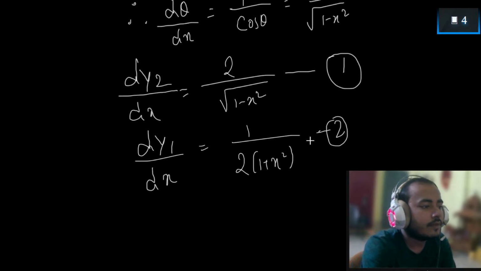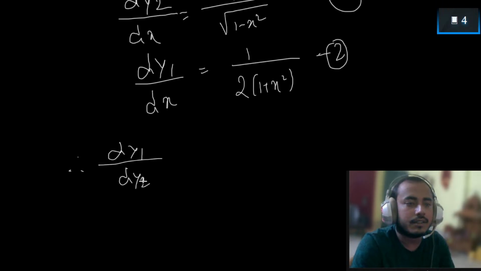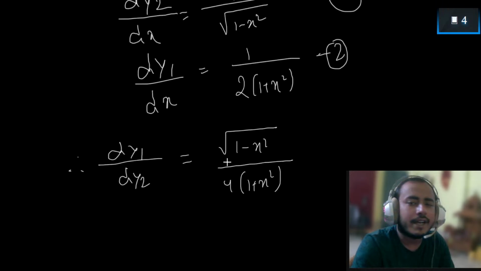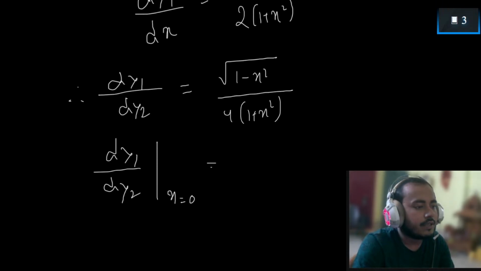Okay. So therefore, dy1 by dy2 is what the question asked us, and this should be equal to, I think, root over 1 minus x square divided by 4 into 1 plus x square. And we had to find it at the point x equals 0. So dy1 by dy2 at the point x equals 0 is nothing but 1 by 4.